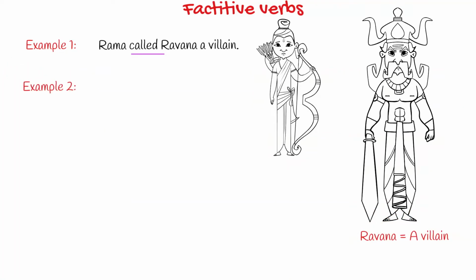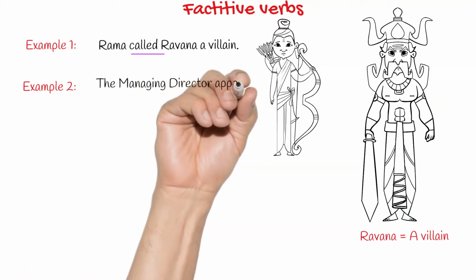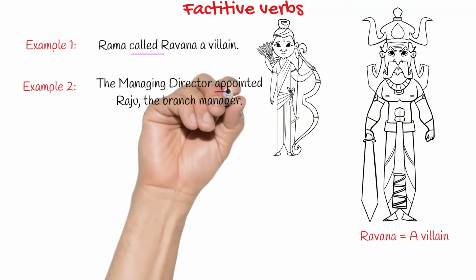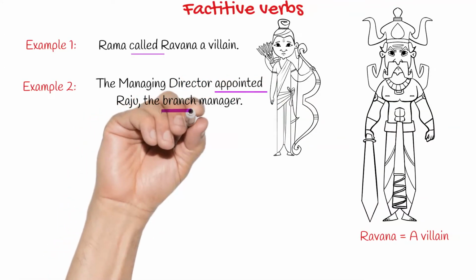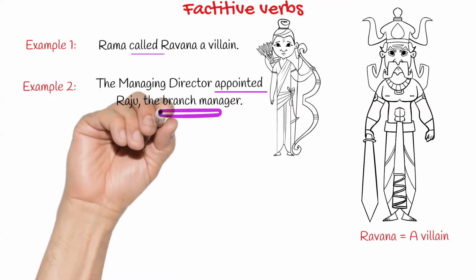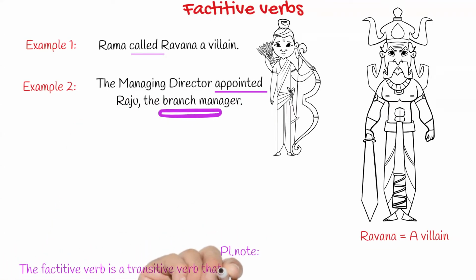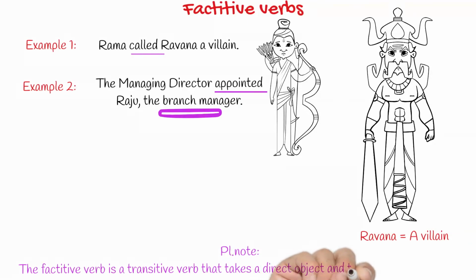Example 2. The managing director appointed Raju the branch manager. Here also, the verb appointed makes Raju the branch manager. Remember, the factitive verb is a transitive verb that takes a direct object and the object complement.